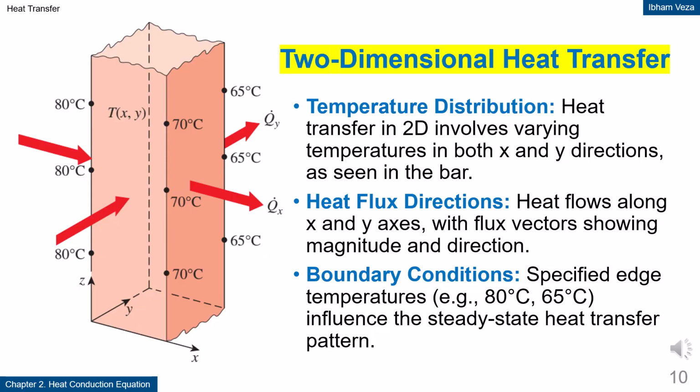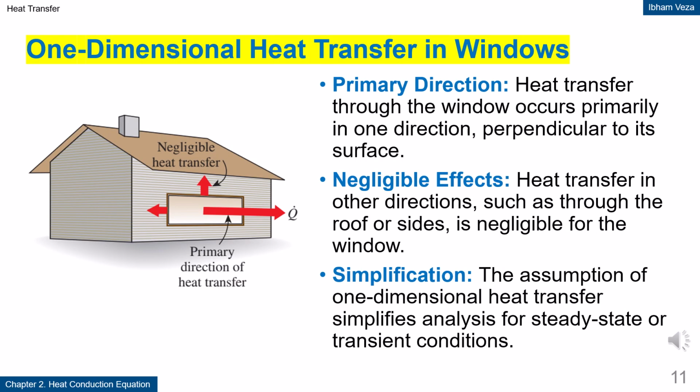Two-dimensional heat transfer. In two-dimensional heat transfer, temperature varies in two spatial directions. Heat flux has components along each of these directions. Boundary conditions on each side strongly influence the temperature distribution pattern. Such problems often appear in bars or plates with specific geometries. Two-dimensional analysis provides a more realistic picture than one-dimensional analysis.